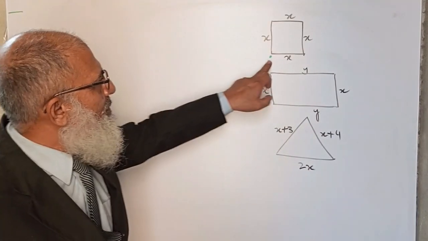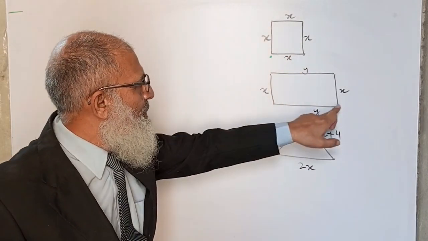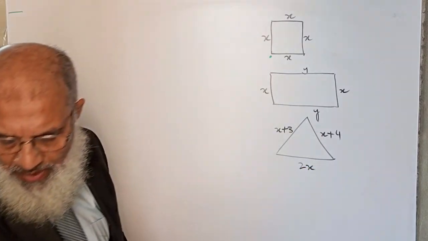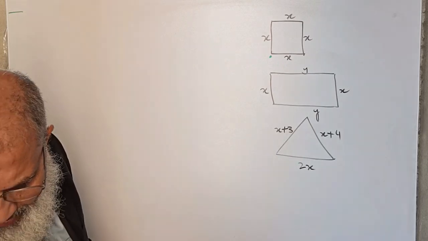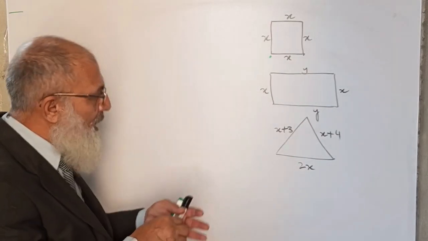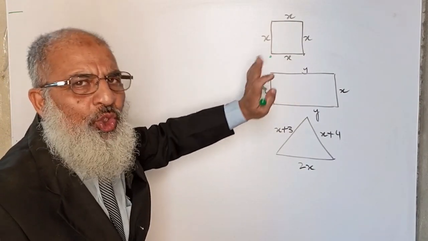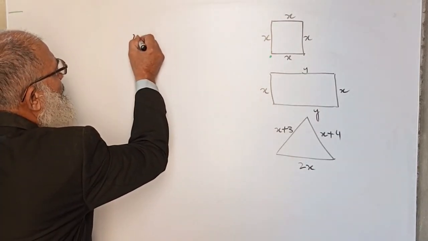Now the perimeter is the boundaries. The perimeter is the length of the boundary. So write an expression for the perimeter of each shape. Now you see what I told you, if it is in centimeters, meters, millimeters, whatsoever it is.